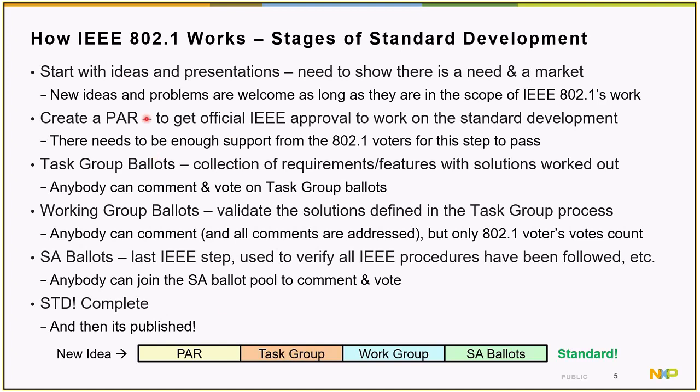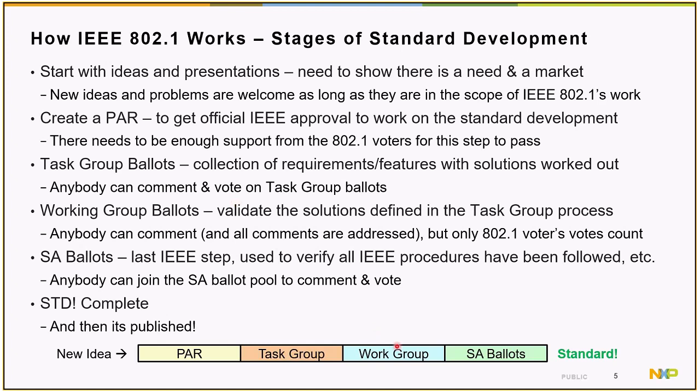Then once the PAR gets going, you go into task group ballots, where you collect requirements and features with solutions, and you work those out, and you get everything figured out. And anybody can comment and vote on task group ballots, whether you're a voting member or not. That includes all you out there in the audience.